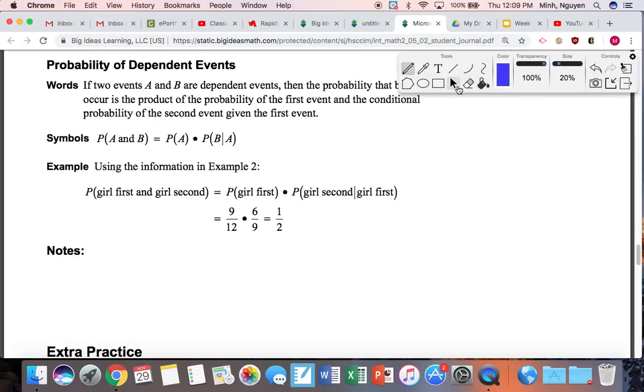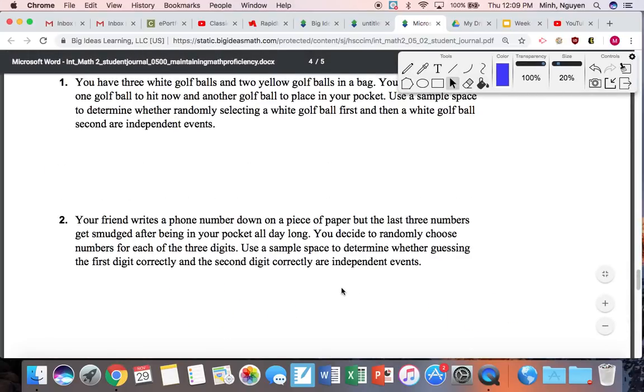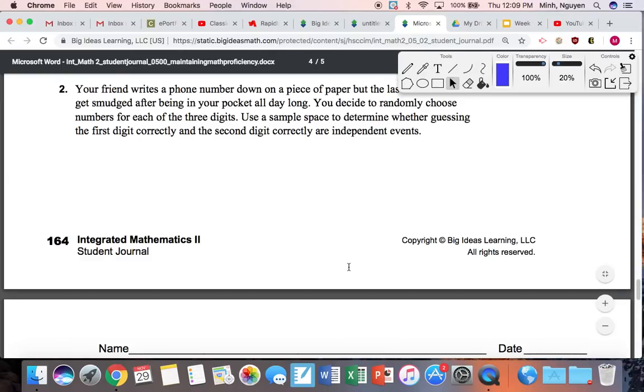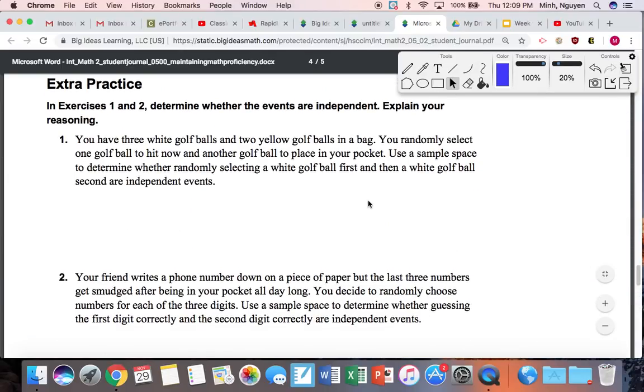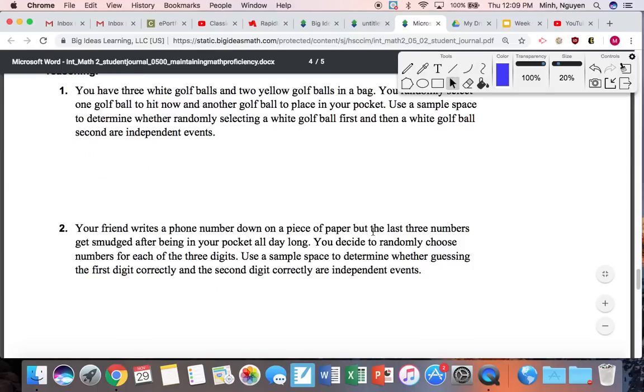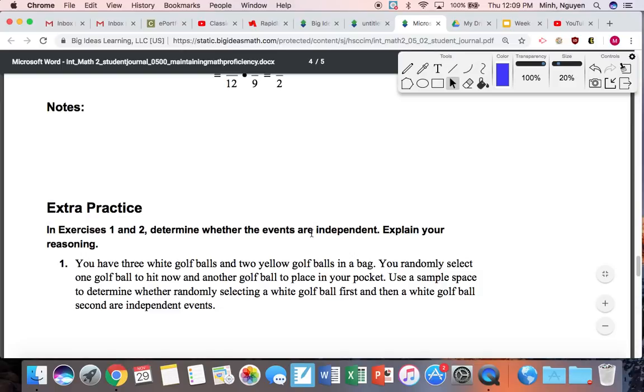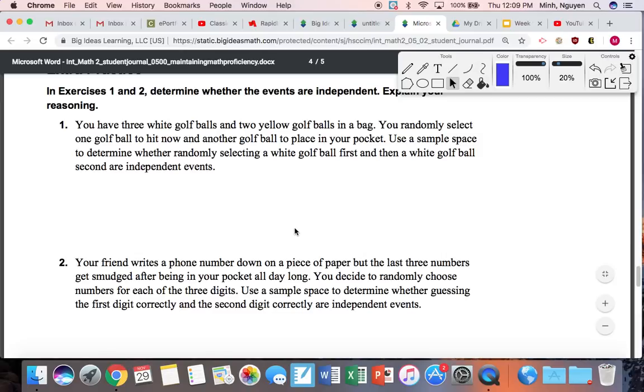Before I do this, these honestly, 1 and 2, are mostly just the reasoning. Like, can you tell whether or not something impacts something else? If it does impact, then they are dependent. If they are completely separate, then they are independent.